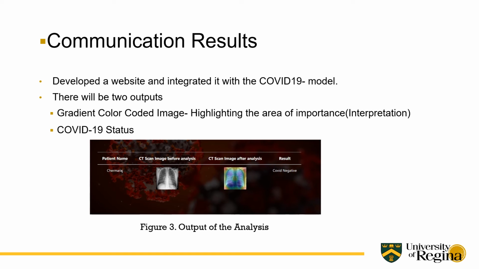We have integrated the model with the website where the user can enter their name and upload their chest X-ray images. After that, they can click a submit button, for which we will run the COVID-19 detection model and give the output with a gradient color coded image as well as the result of COVID-19 status as shown in the figure below. The gradient color coded image generated by the model represents the important areas because of which the result is classified as positive or negative.